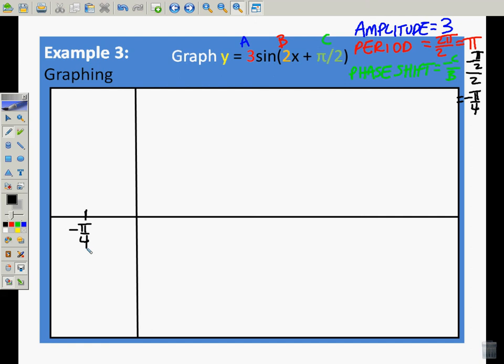So I know that if I have a distance of pi over 4, so we're going to divide it up by pi over 4. And so we have 3/4 of a pi, and then another 1/4 of a pi in the negative here. So this is going to be our complete period. And so our amplitude is going to be 3. So we can note that.